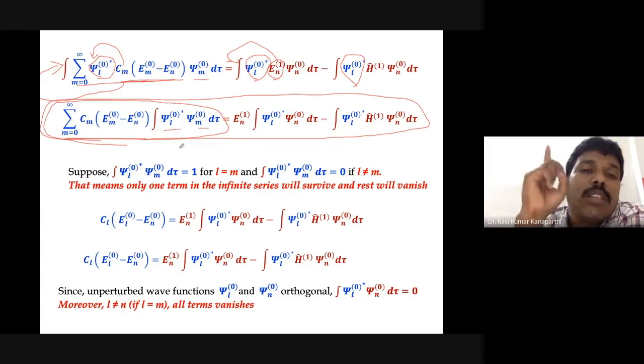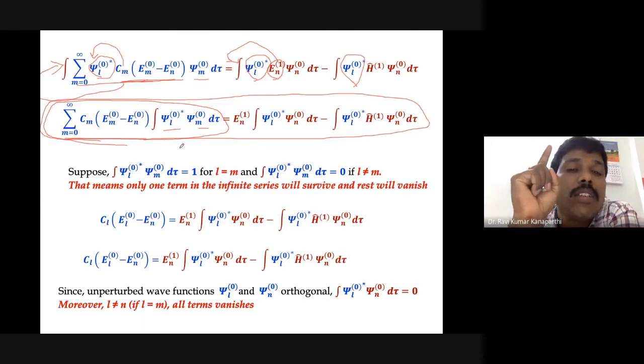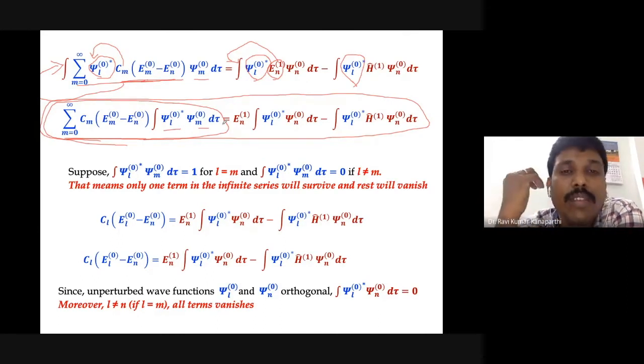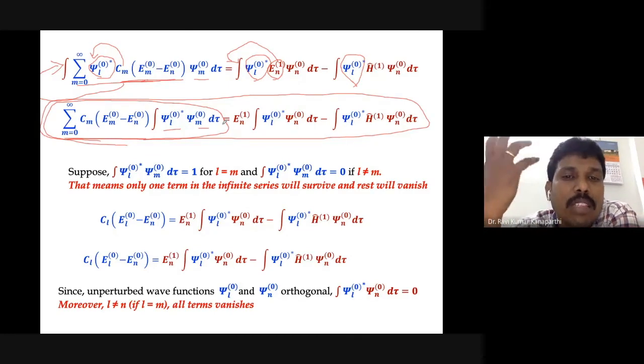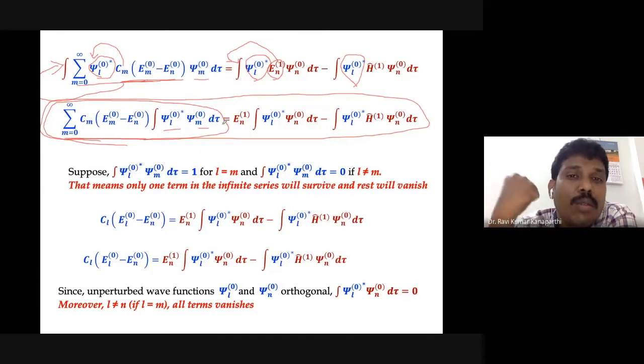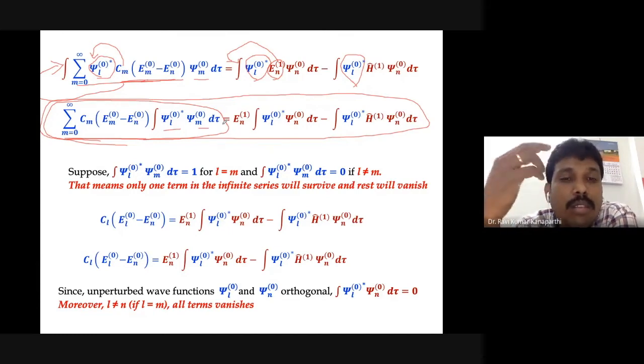In this integral, only one particular integral will survive, and the rest of the terms will cancel out. Why? Because both these psi l 0 star and psi m 0, where 0 indicates the unperturbed system, before perturbation, are orthonormalized. You remember that the unperturbed system's wave functions and eigenstates are exactly known to us. We know that the wave functions form an orthonormal set.